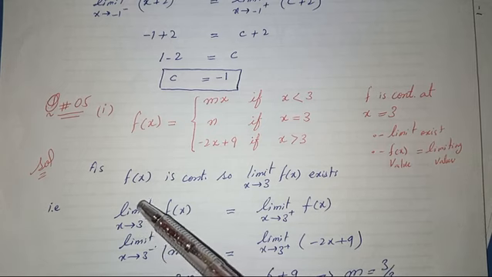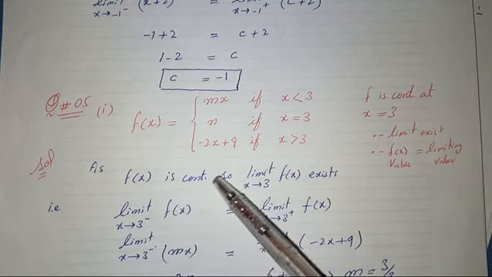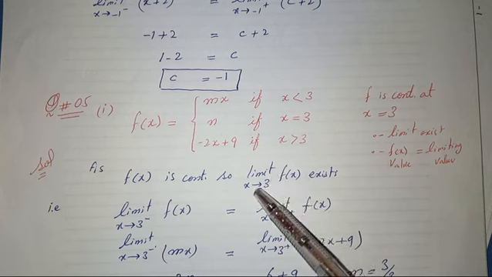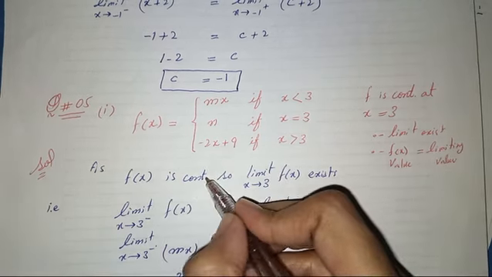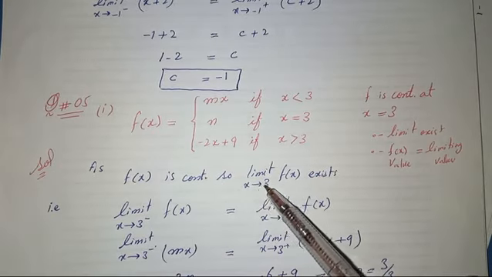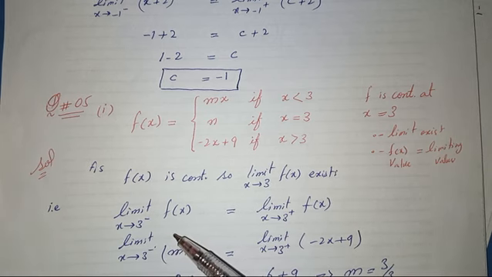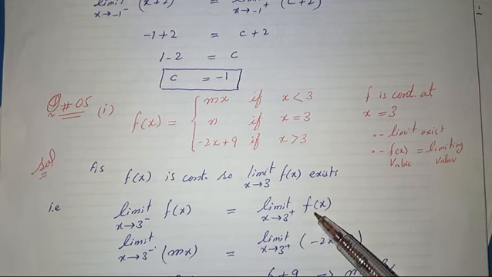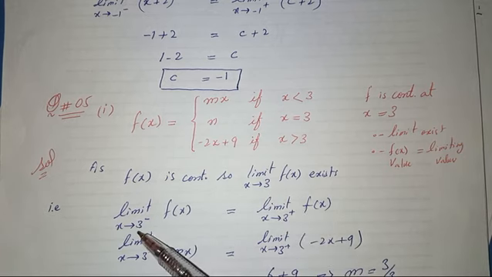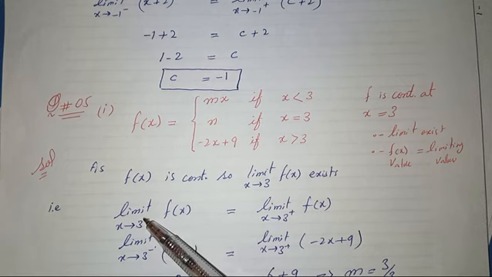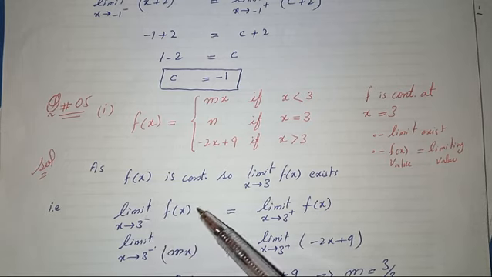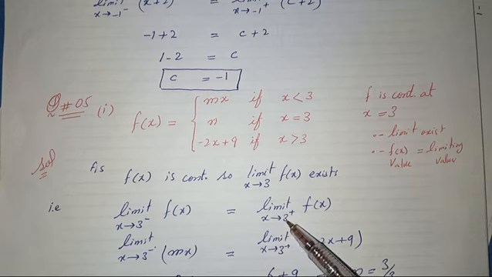Dear students, as it is given in the question, the function is continuous. As the function is continuous, limit x tends to 3 f of x exists. So it means write on both sides, on the left hand side the left hand limit, and on the right hand side the right hand limit that exists at 3. Limit x tends to 3 minus, this negative sign is the representation of left hand limit, f of x is equal to limit x tends to 3 plus, the plus sign for right hand limit, f of x.